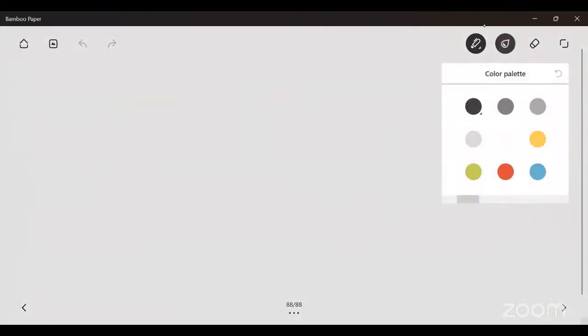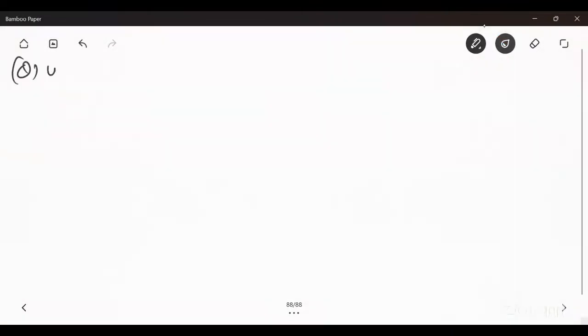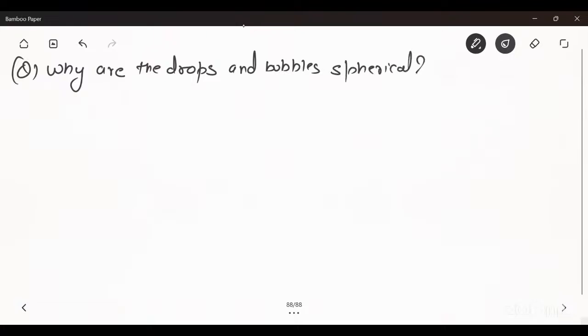Next question is why are drops and bubbles spherical. So drops and bubbles are spherical due to the surface tension.